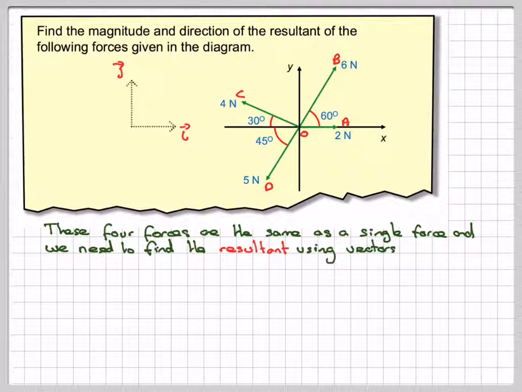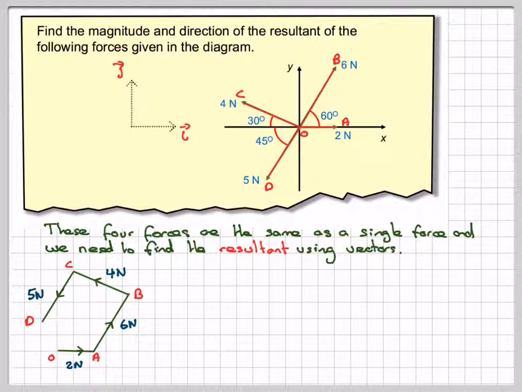Using vectors. So if we take the first force, which is this one here, coloured in red, and draw it down here, OA, 2 newtons, and then take this one here, OB, and join it to A, which is 6 newtons, and then take this one here and join it to B, which is 4 newtons, and then take this one here and join it to C. The resultant force of all these forces will be the same as doing OD, and the direction of that force will be at theta to the positive x-axis.